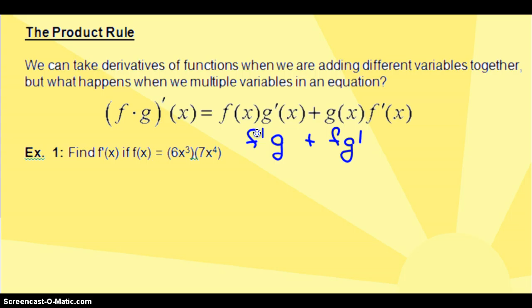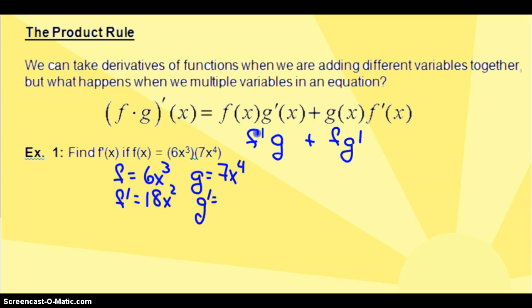Now, number one is here to help us. It is a monomial times a monomial. You could multiply those monomials together very easily and use the power rule. But since we want to see how this works, we're going to use the product rule. So you'll set up, okay, f, your first term, is 6x cubed. That makes f prime 18x squared. G is considered the second term, so that'll be 7x to the fourth, and then g prime is going to be 28x to the third.